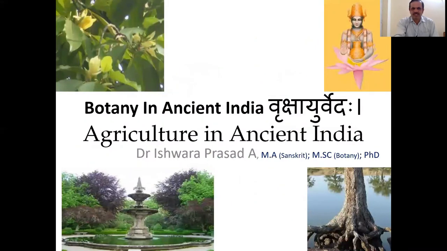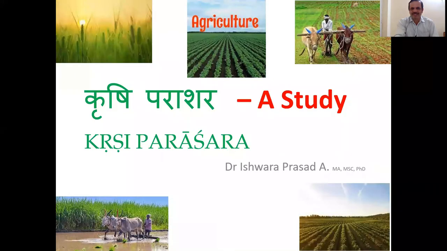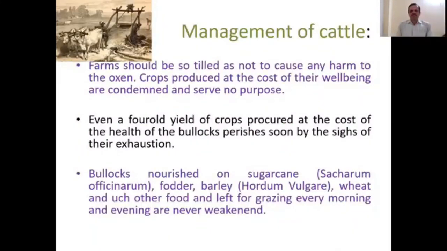Vrikshayurveda, wherein agriculture is also one of the parts, because the well-being of the plants is also mentioned there. Krishiparashara, a text, very nicely explains about Krishi. Cattle is one of the important animals which is required for human beings as a source of milk and also for agriculture purposes.